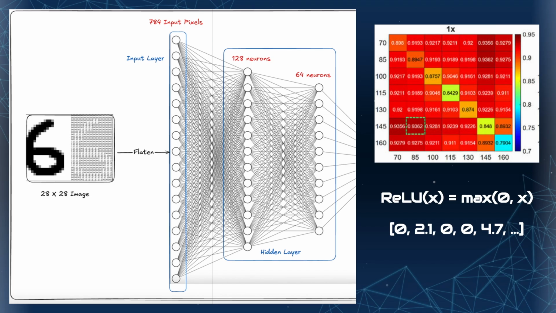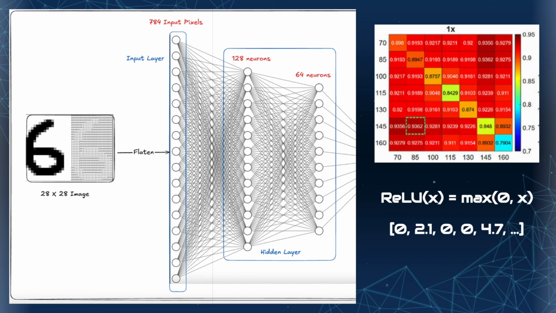For example, neuron 37 in layer 1 might learn to detect vertical lines. Its weights might be high for pixels in a vertical column and low everywhere else. When it sees your 6, which has a vertical stroke, it activates strongly, maybe outputting 4.7 after the transformation. Then our 128-dimensional vector might look like 0, 2.7, 0, 0, 4.7, etc.